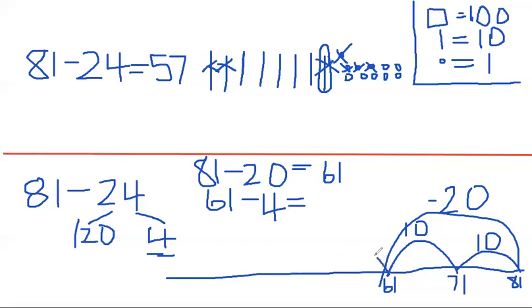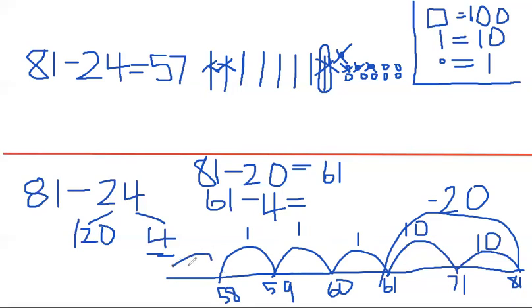So now I'm going to count back 4. If I count back 1, I get to 60. If I count back another 1, I get to 59. That's 2. Count back 1 more, I'm at 58. And if I count back one more, I'm at 57. So now I took away the 4 that was left over, and my difference again is 57, right? So you see I took away 20, 21, 22, 23, 24, and now I'm at 57, right?